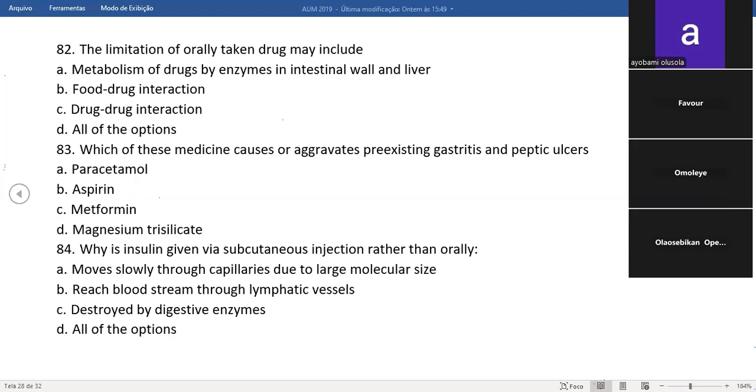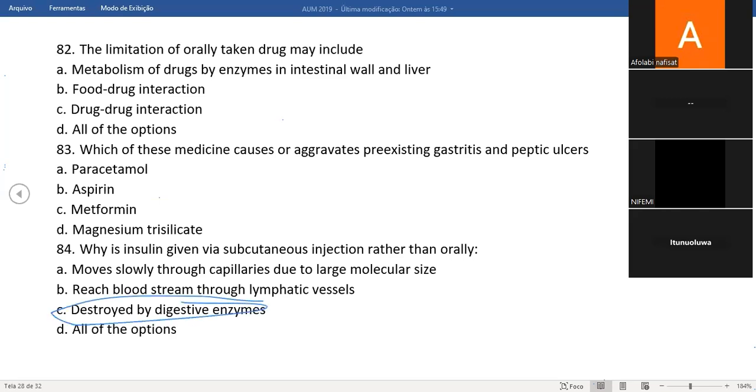Why is insulin given via subcutaneous injection rather than orally? Anybody? B. Reach bloodstream through lymphatic vessels? Nope. It can be destroyed by digestive enzymes.